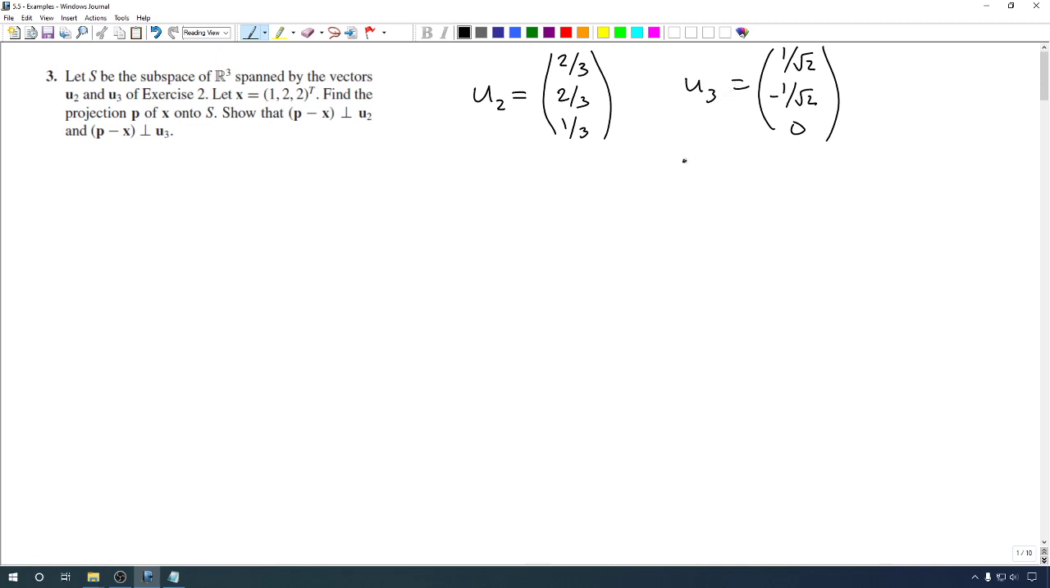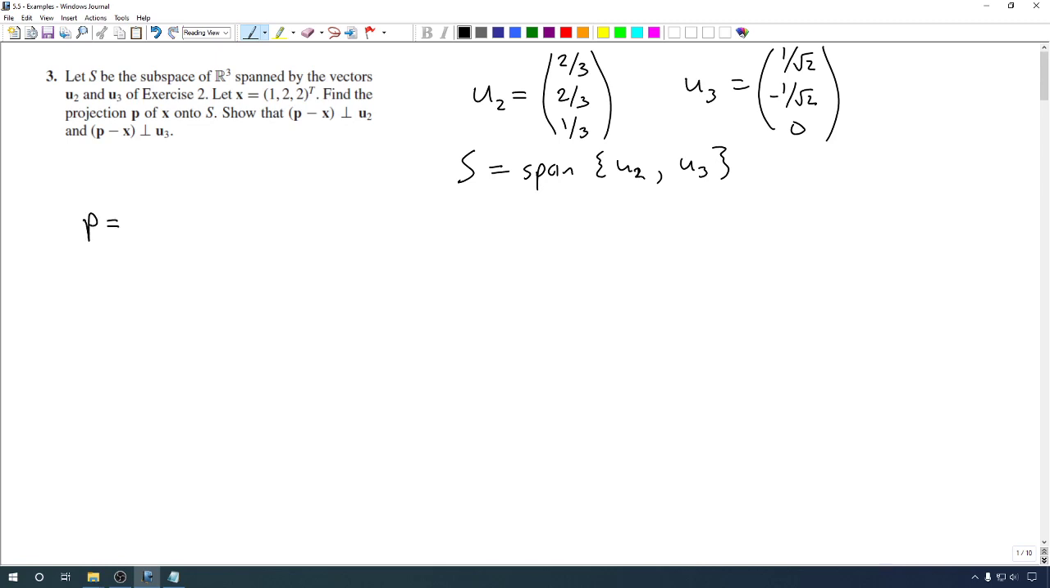But here we're just going to take two of them, and we're going to say that we have a subspace S that is the span of these two, that they form an orthonormal basis for S. Sorry, u2, u3. We are going to project this vector x onto this subspace. Now, we have a formula for that.